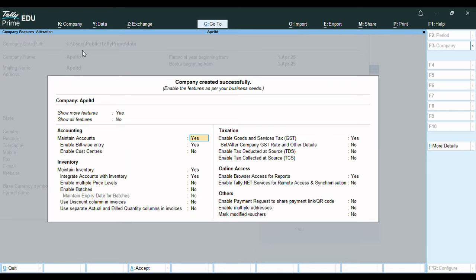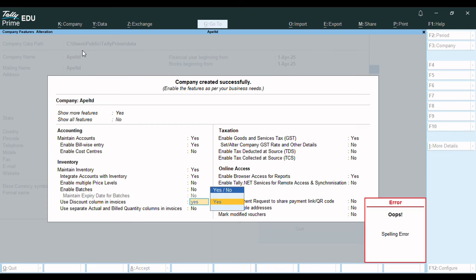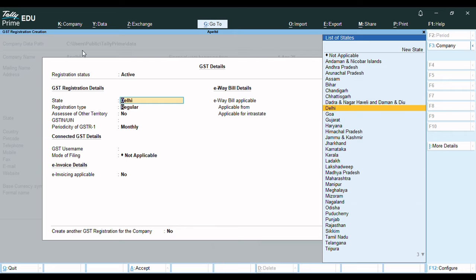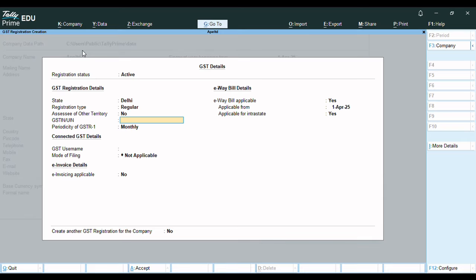this is your company created successfully. This is your second window. In this, we need both accounts, yes. Then maintain inventory, yes. Inventory created, accounts with inventory, yes. And the second last option is use discount column in invoice, yes. This is basically for the trade discount. And GST is yes. When we enter into GST, Delhi, regular GST.